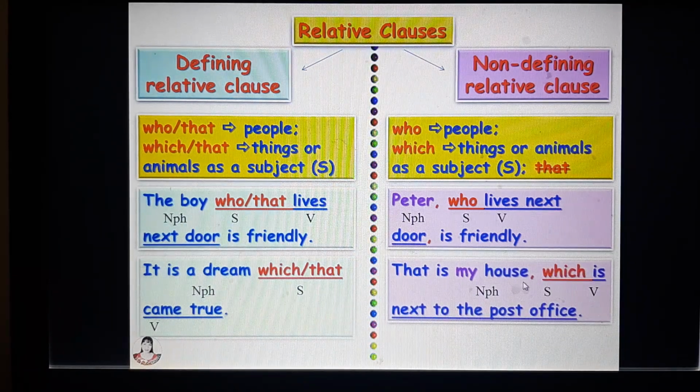That is my house, which is next to the post office. My house has a possessive adjective, so we use a comma. Which is next to the post office is a non-defining clause. It's at the end of the sentence, so we have one comma. My house is the noun, which is the subject, is is the verb.